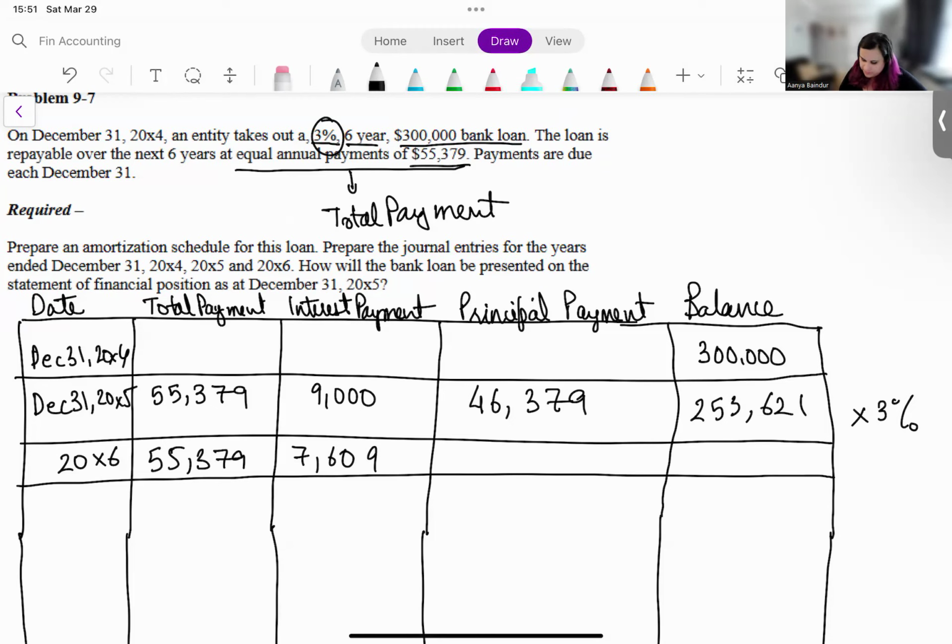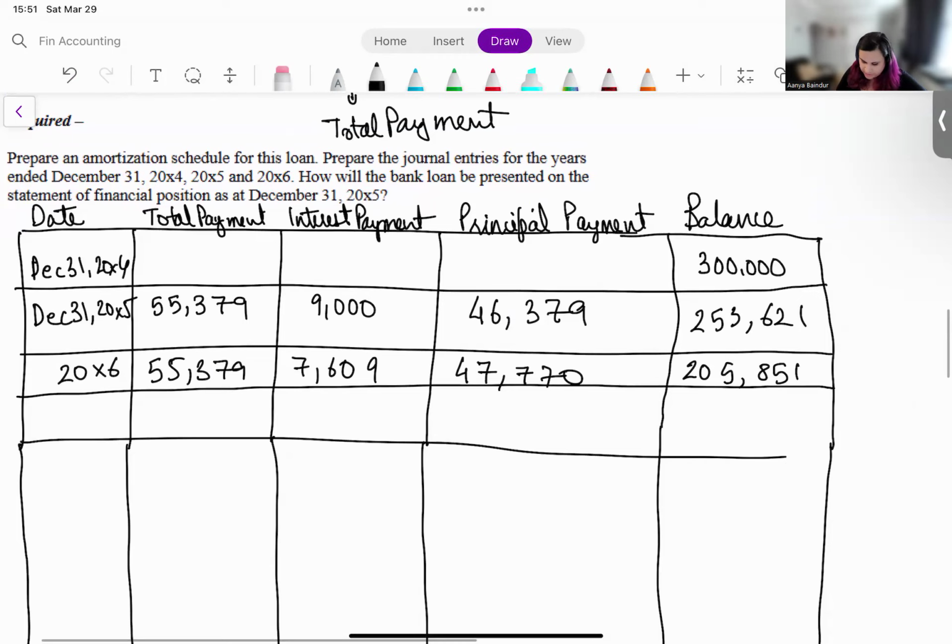Now let's see what our principal payment is. Again, our principal payment is the total payment minus the interest. 55,379 minus 7,609 gives us 47,770. Now let's see how much balance is left on the loan. It's the last balance minus the principal payment, which gives us 253,621 minus 47,770, which is 205,851.